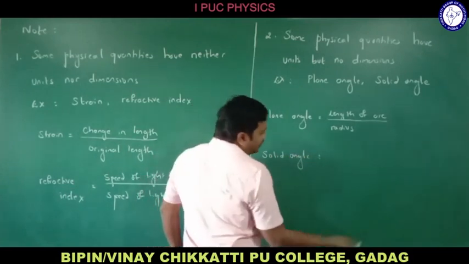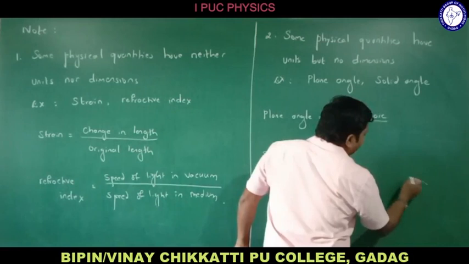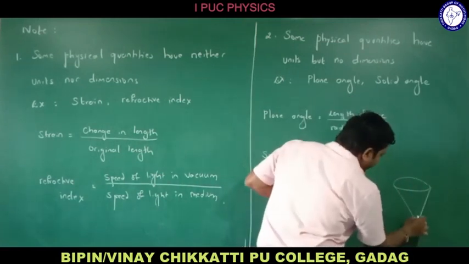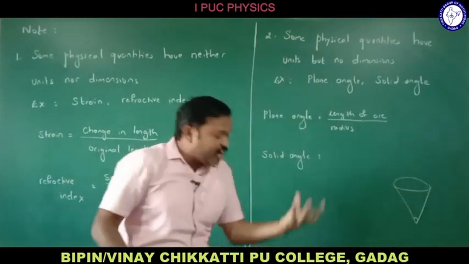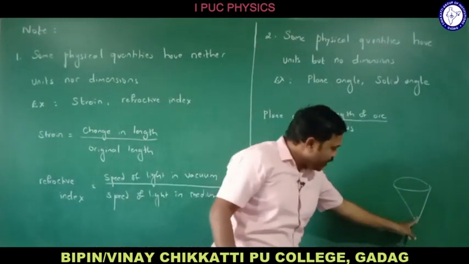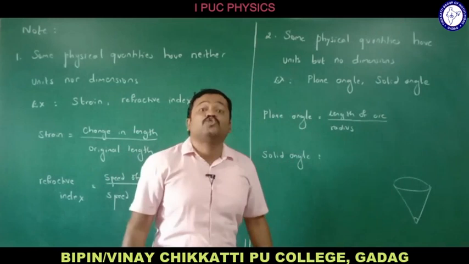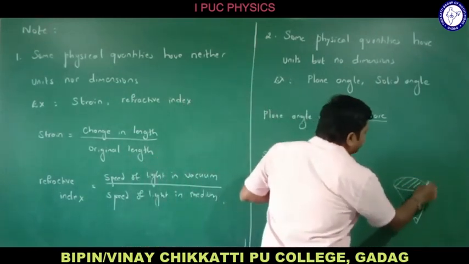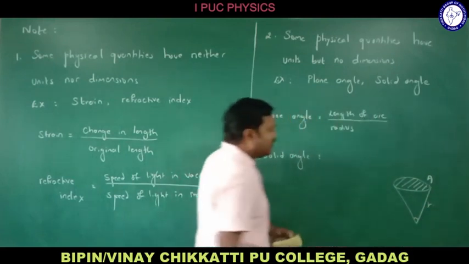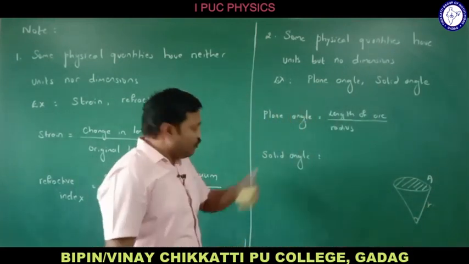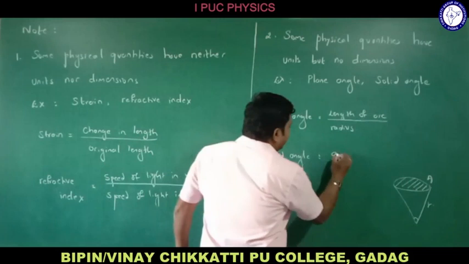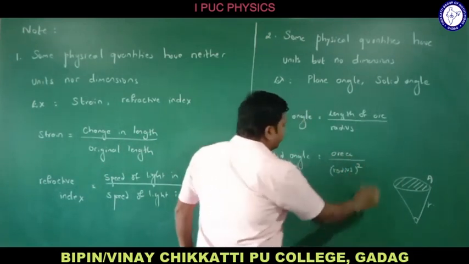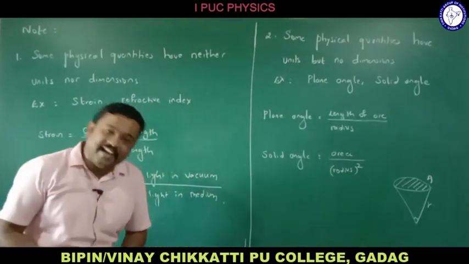What is solid angle? The same angle. If you take a cone, the angle which is formed at the bottom is nothing but the solid angle. We will be learning about this in the later classes. This is the area, and this is the radius. The formula for solid angle is area divided by radius square.